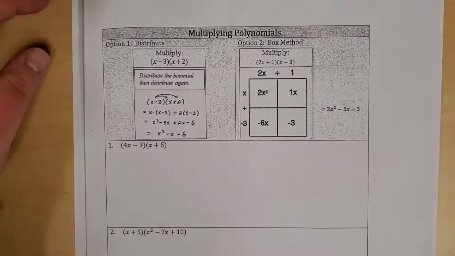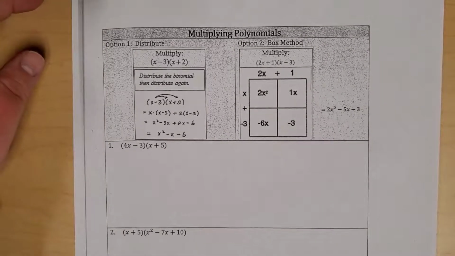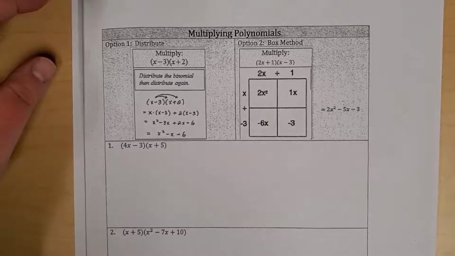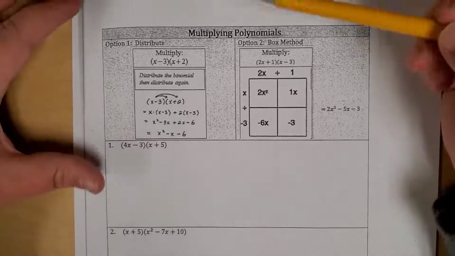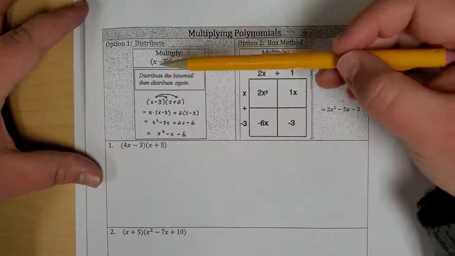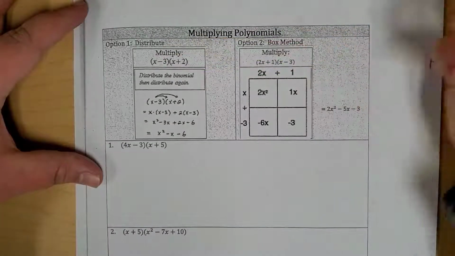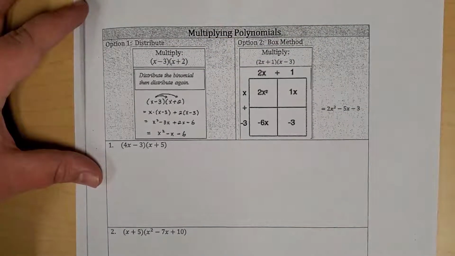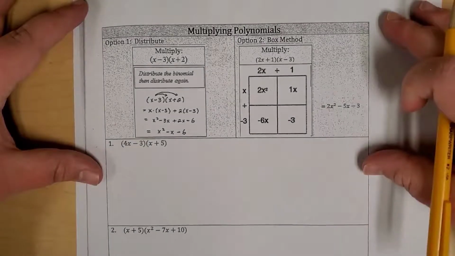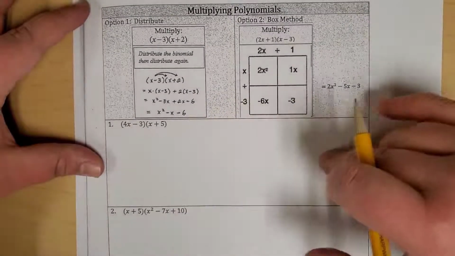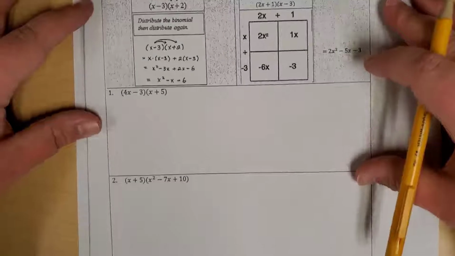Hey guys, in this video I'm going to teach you how to multiply polynomials. Now there are two options whenever you are multiplying polynomials. You can either distribute, sometimes this is called foiling, or you can use the box method, which is kind of like lattice multiplication that you may have seen previously. So I will show you both types for each of the examples below.